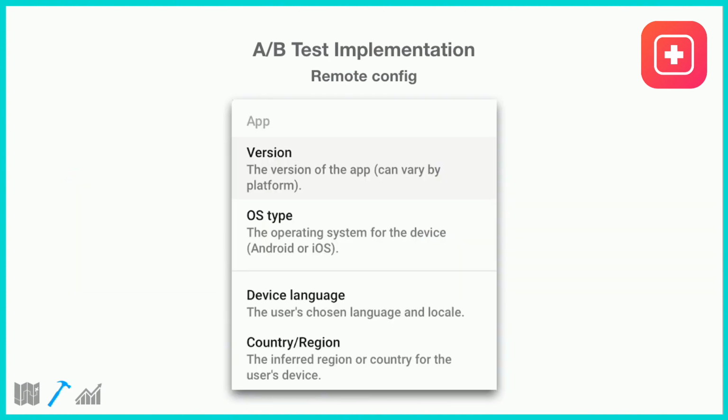And a couple of words about conditions, that you can set them up not only by random user percentile, but also by application version or operating system type or device language or country or region.